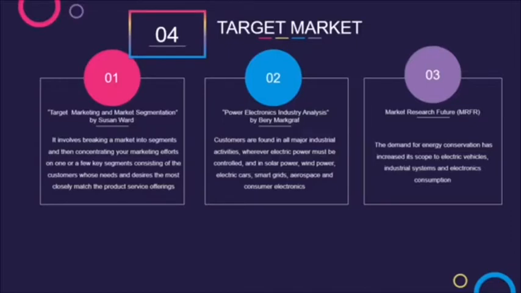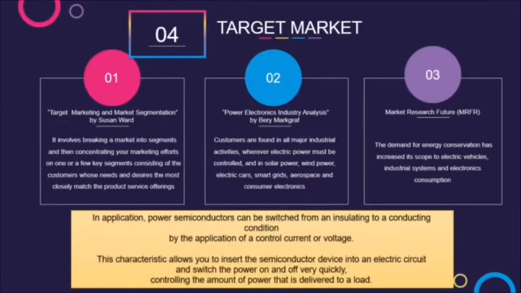Number 2, Power Electronic Industry Analysis, an article by Barry McGrath. Customers are found in all major industrial activities, wherever electric power must be controlled, and in solar power, wind power, electric cars, smart grids, aerospace, and consumer electronics. And market research, Future MRFR: the demand for energy conservation has increased its scope to electric vehicles, industrial systems, and electronic consumption.